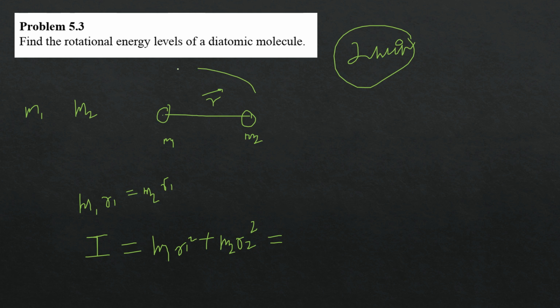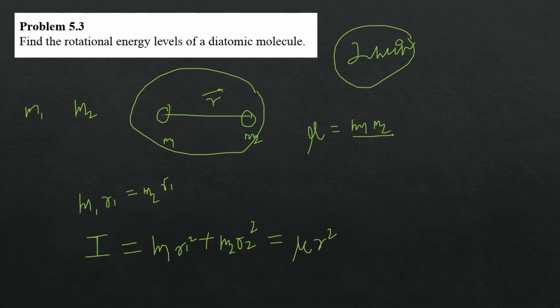This is a two mass system, so we can take it as mu R square, where mu is the reduced mass. If there are two masses, we use the reduced mass, so mu is M1 M2 divided by M1 plus M2. Now the angular momentum: L mod is equal to I omega, so mu R square omega.